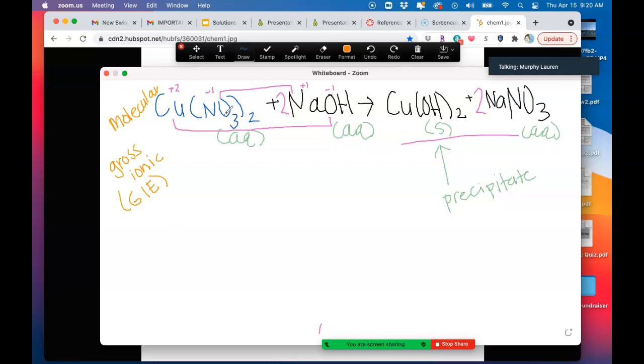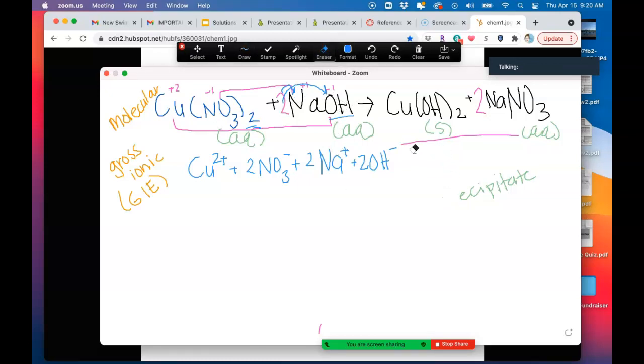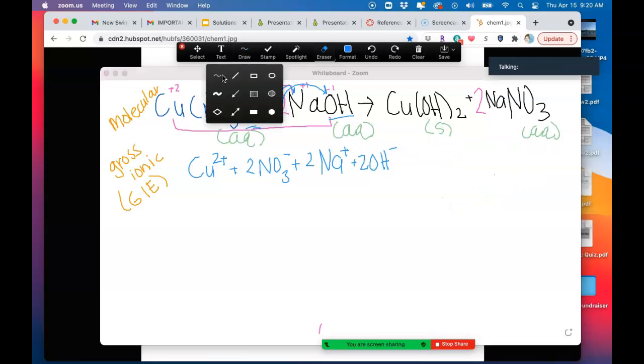So I'm going to rip my copper 2 nitrate back apart into its respective ions, which are copper 2 plus and nitrate, but there's 2 nitrates, so the 2 comes out front here. This 2 goes out in front. And sodium hydroxide is aqueous, so I'm going to rip it apart into its ions, so Na plus 1, but there's 2 of them, and 2 hydroxides. Hydroxide is minus 1, and there's 2 of them. And I'm going to write my arrow.